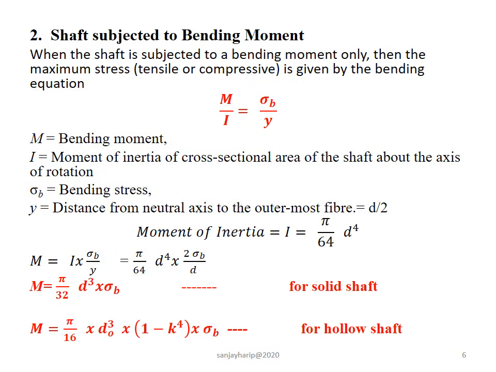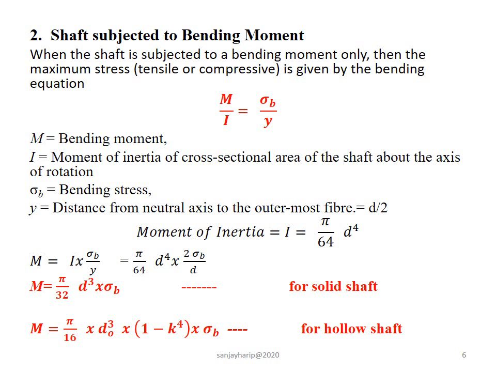Let us see another condition, that is, shaft subjected to bending moment only. When the shaft is subjected to bending moment only, then we may use the bending equation, that is M upon I is equal to bending stress upon Y, where M is the bending moment, I is the moment of inertia of cross-sectional area of the shaft, sigma B is the bending stress, and Y is the distance from neutral axis to the outermost fiber.